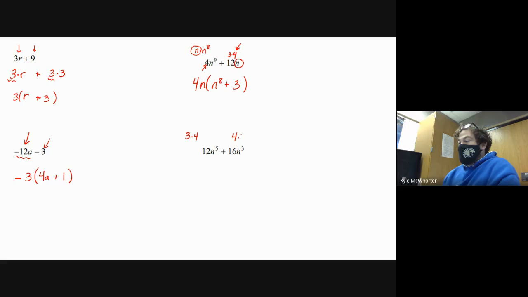16 is 4 times 4. So we've got a factor of 4 in each term. I know I can factor out a 4. And then the first term has 5 factors of n, and the second term has 3 factors of n. So we can factor out 3 of those n's.